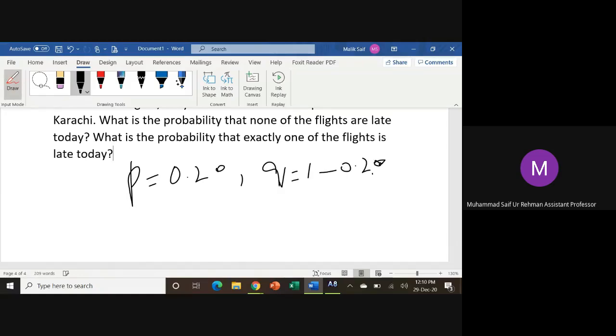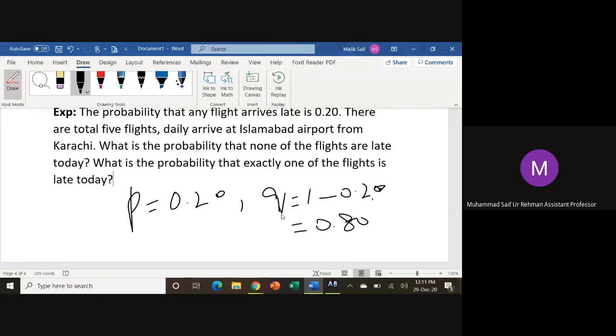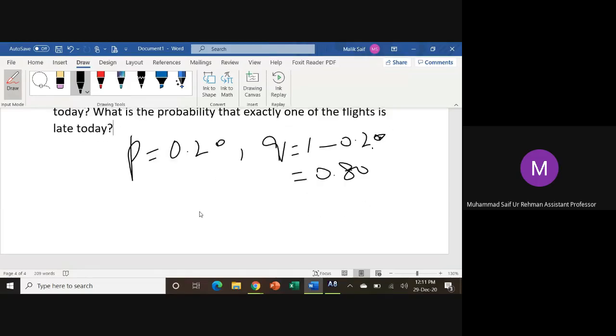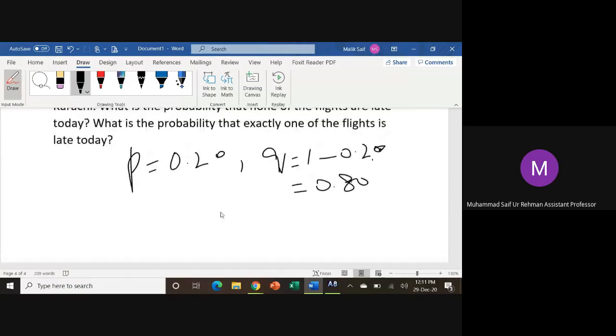So this will be equal to 0.80. So what this means, Q? Arrival exactly on time, 80% are the chances. And late arrival, 20% are the chances. So now you have to see how you will answer this question.